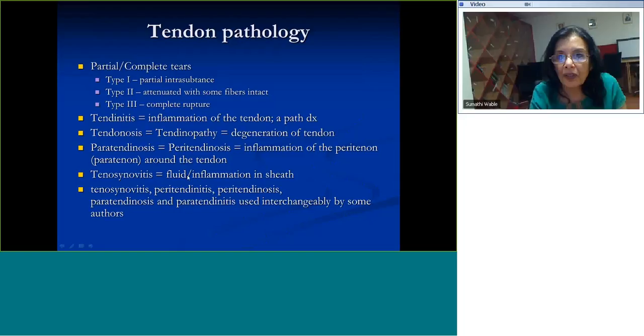Tenosynovitis is abnormal fluid in the tendon sheath, which indicates inflammation of the tendon sheath. And if you were to give contrast, there is also going to be enhancement of the synovium or the tendon sheath. And peritendinitis and peritendinosis are used for tendons which do not have a sheath. For example, for the Achilles tendon, you don't want to use tenosynovitis because there is no enveloping sheath for the Achilles tendon.